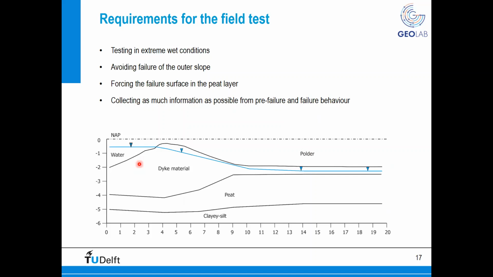Now, the next step of our field case is designing how we want to bring this dyke to failure. The water boards, which are the water authorities in the Netherlands, provide us some requirements for this failure. First of all, we would like to bring to failure the outer slope of the dyke. We would like to force the failure especially inside the peat layer, because the idea with this stress test is to get an understanding from the field point of view of how this material, especially peat, behaves.